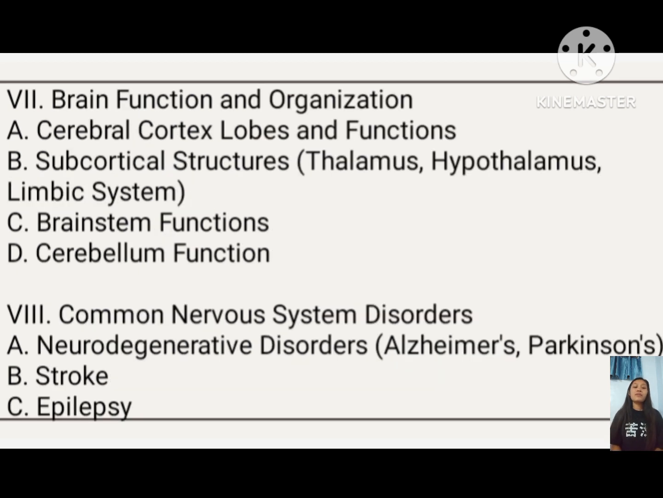The other one is the brain function and organization, which is the cerebral cortex, lobes, and functions. The subcortical structures: the thalamus, hypothalamus, and limbic system. Next one is the brainstem and cerebellum function. The last one is the common nervous system disorders, which are the neurodegenerative disorders, Alzheimer's and Parkinson's disease, the stroke, and the last one is epilepsy.